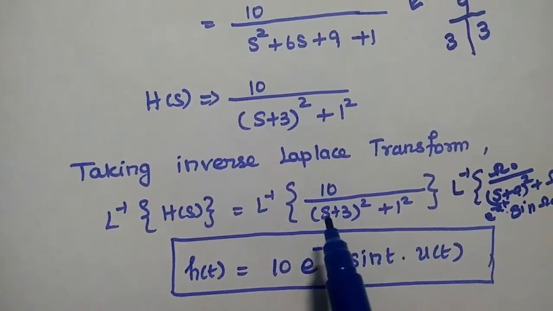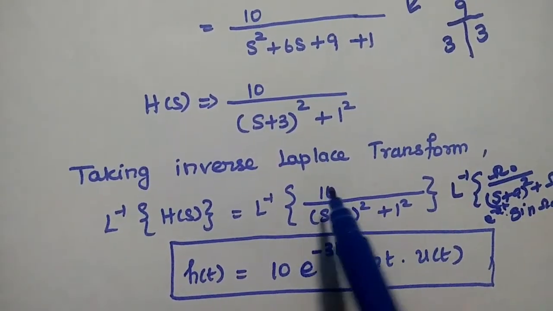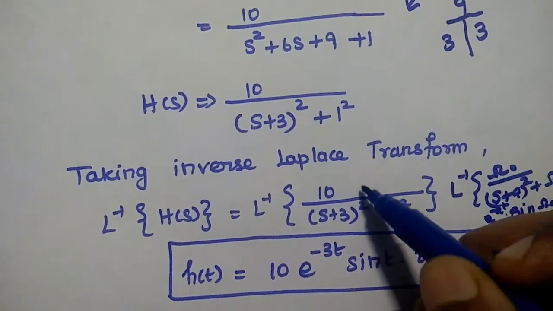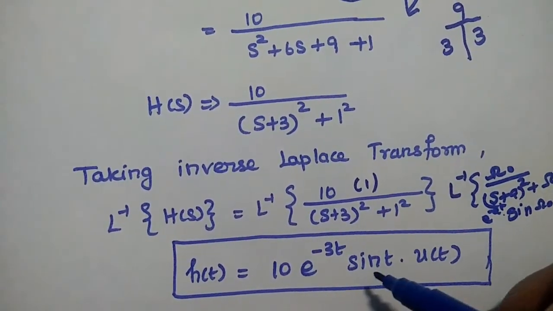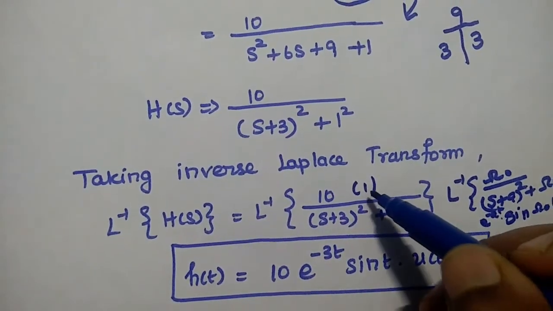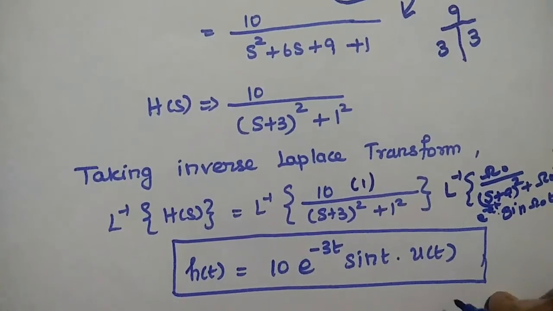We are going to use that formula here. So with 10 outside, s plus 3 means e power minus 3t. Here it becomes 1, and we can write sine omega naught t. Omega naught is nothing but 1. So the result is 10 e power minus 3t sine t into u of t. So this is the answer.